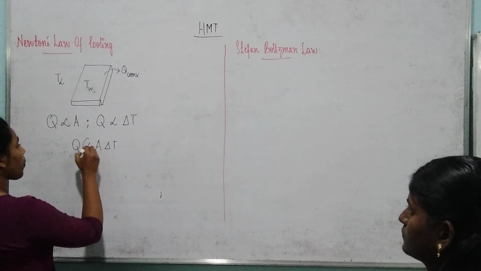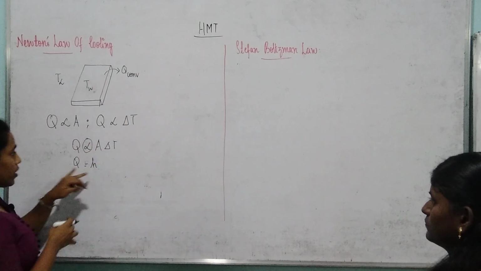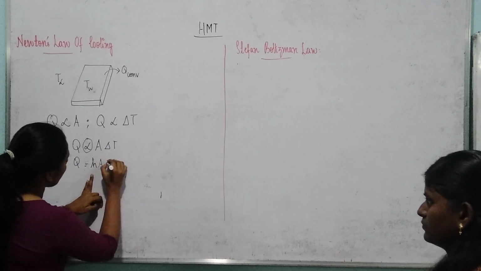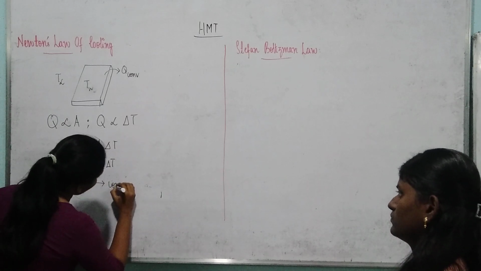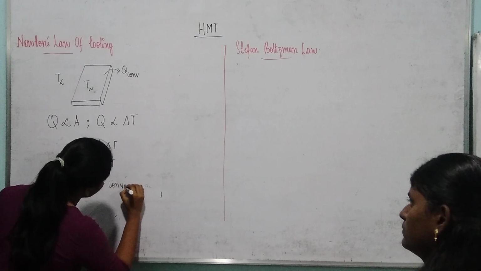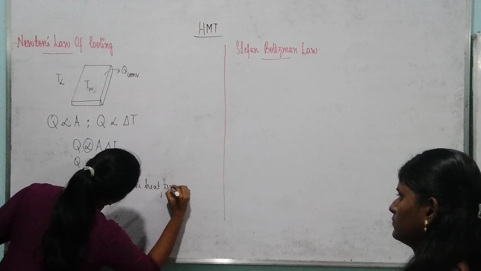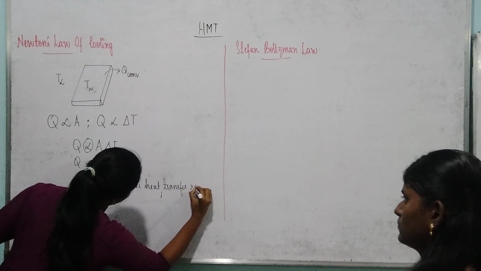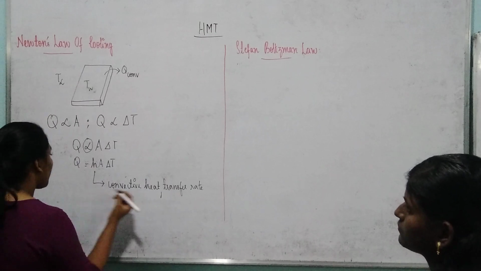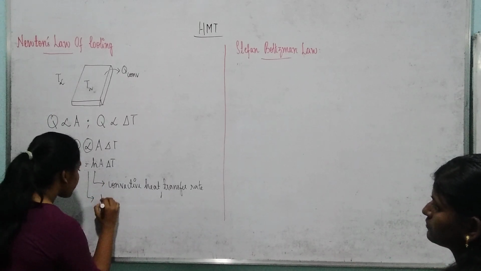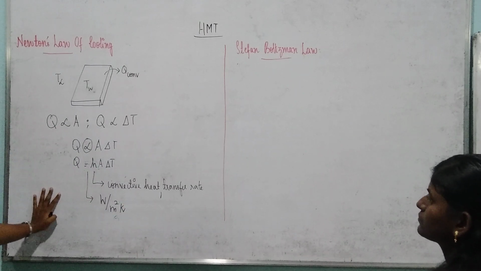In order to remove this proportionality constant, we introduce a small h into this, that is Q is equal to h A delta T. So when we see what this h is, small h is the convective heat transfer coefficient, and the unit for this is watt per meter square Kelvin. So this is all about Newton's law of cooling.